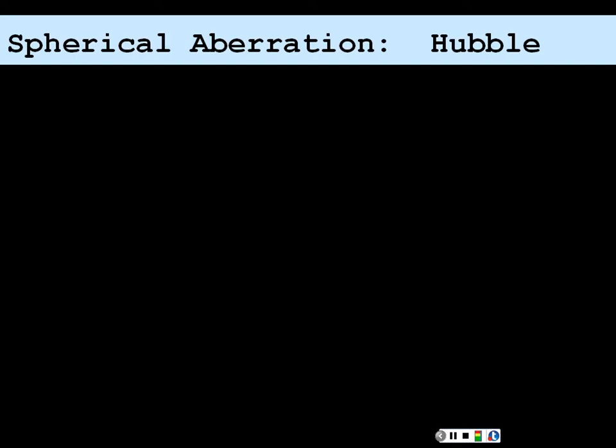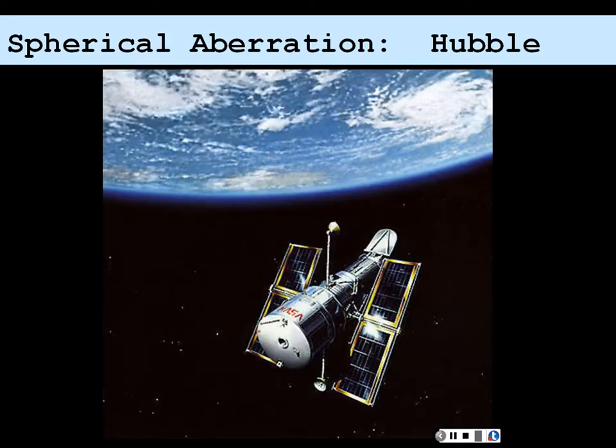One famous example of spherical aberration is the Hubble Space Telescope. It was put out in 1991. Billions of dollars were invested into this telescope, and the first time they tried to look at an image, they realized that some of the optics were not ground to specifications. They were not perfectly the way that they should have been ground, and so we had some aberration in the images, and they were blurry.